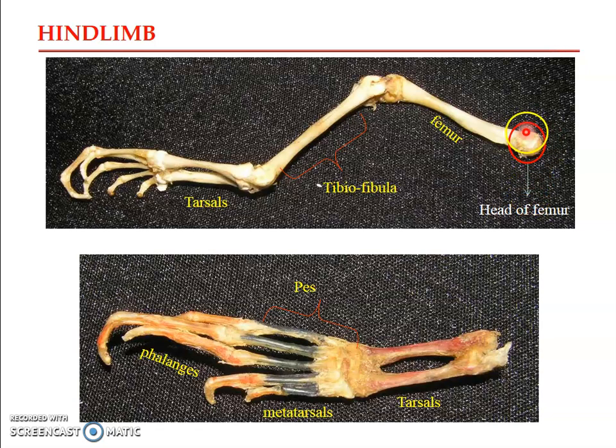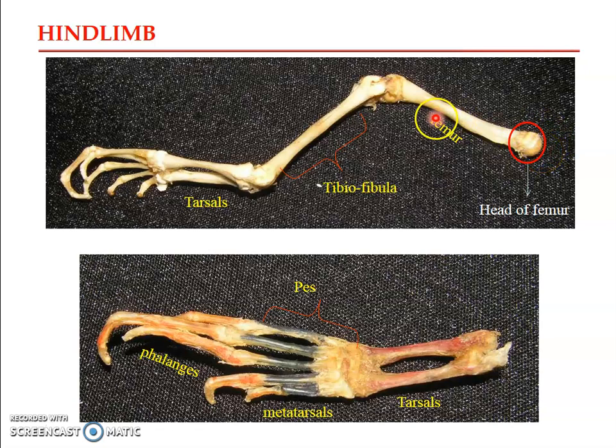The head fits into, as we have already mentioned, the acetabulum of the pelvic girdle, and it forms a ball and socket joint. The distal end forms a condyle. Condyle means protuberance, which articulates with the tibiofibula. The head and the condyle are covered by calcified cartilage.